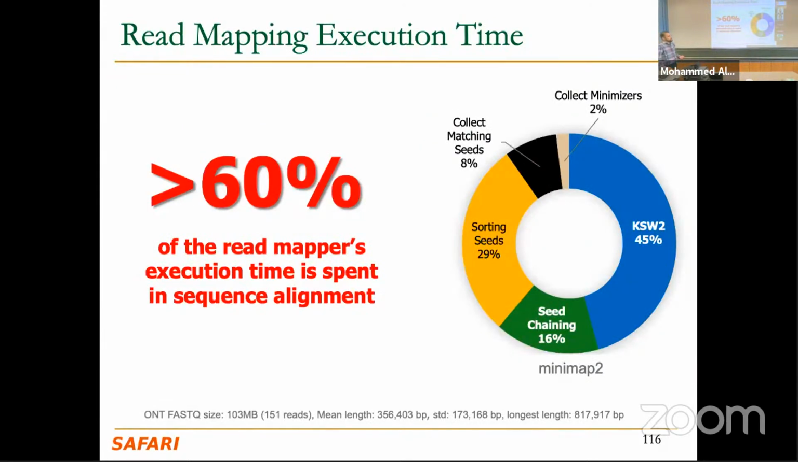Now, this is a tool called Minimap2, which does the read mapping. It's a state-of-the-art read mapping tool. And when we do a breakdown analysis of the time it takes to do read mapping for a single read set, we see that more than 60% of the time is spent in the last step, that is sequence alignment. So most of the time is spent only in calculating the edit distance.